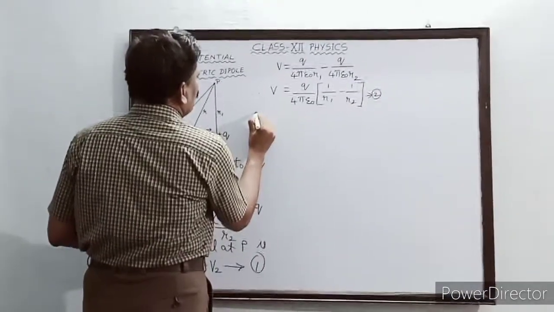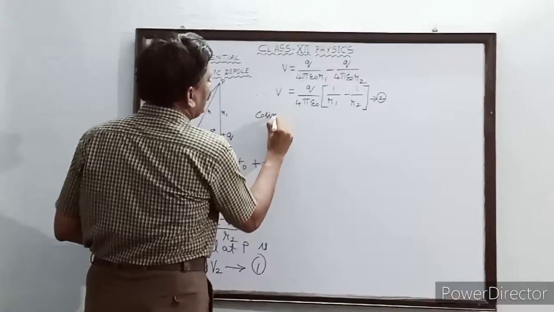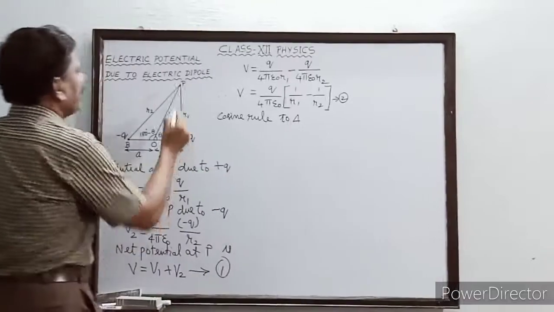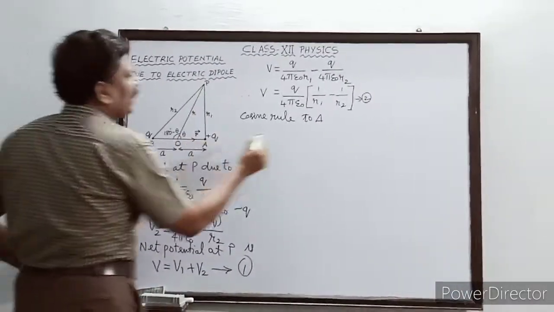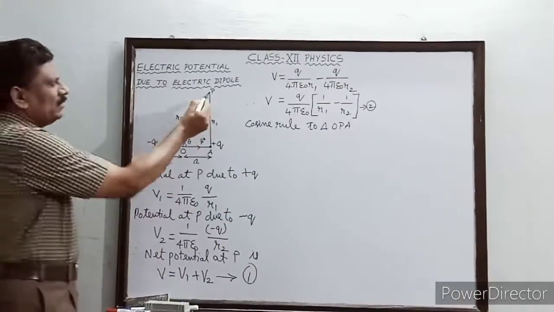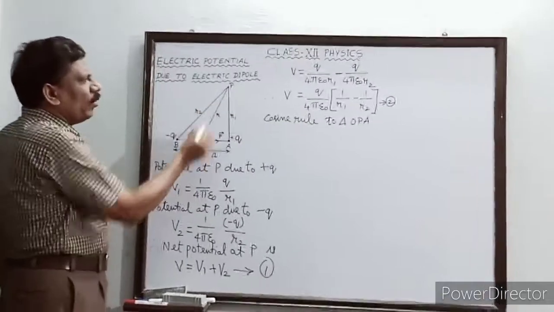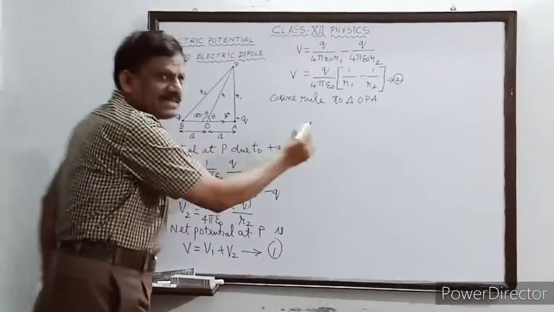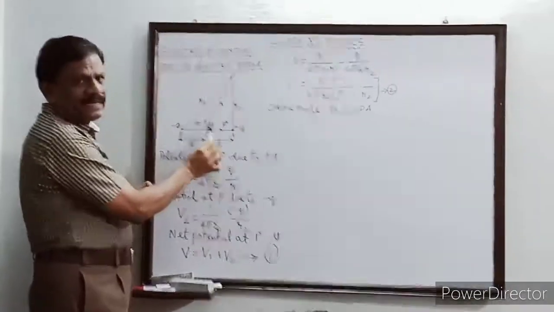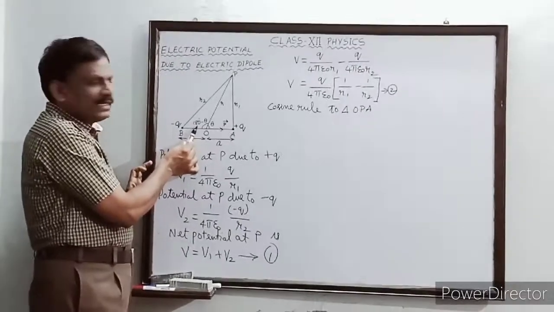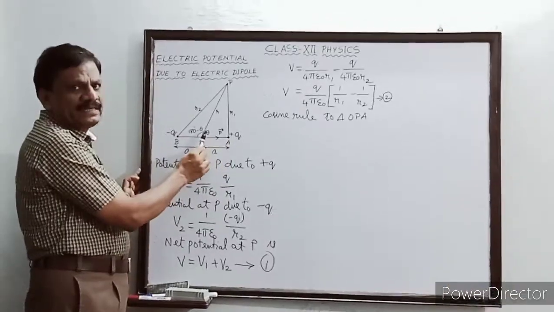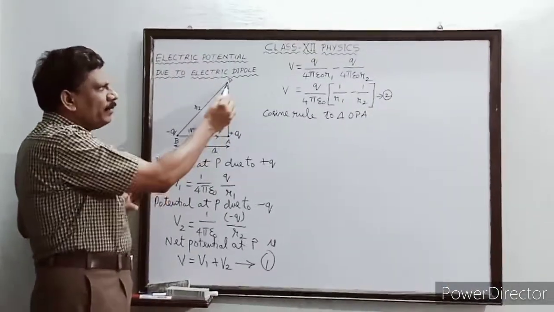So now, applying the cosine rule to the triangle. I will take the first triangle as OPA. Now you see that the straight line OP makes an angle theta with the axis of the dipole. What should be the remaining angle then? The remaining angle is 180 minus theta on the left side. On the right side, the angle theta is made. Look at the triangle OPA.